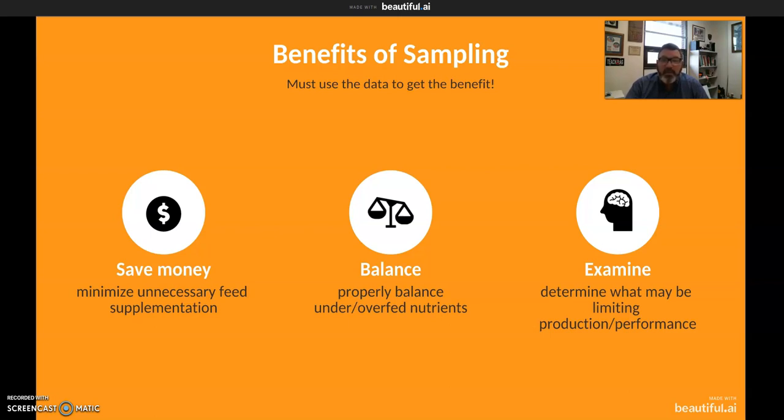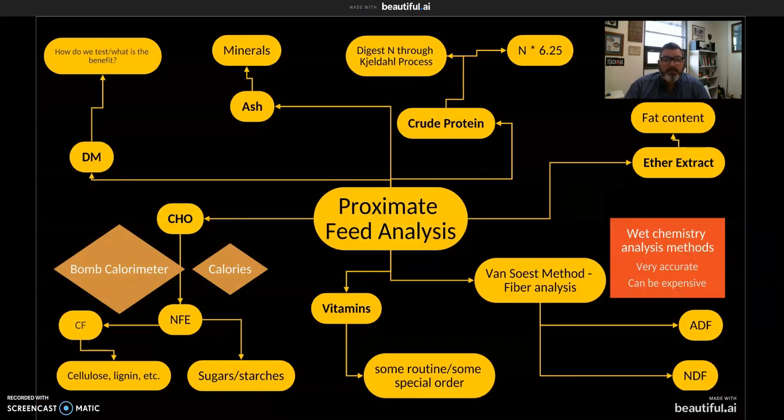Third, then we can examine different things. We can determine sometimes what things might be limiting production or performance. We can discover problems that might be existent within a feed and how we might address those things, as we've mentioned here before. So those are the 3 main benefits to sampling, and I highly recommend it for commercial production. It's well worth the money.